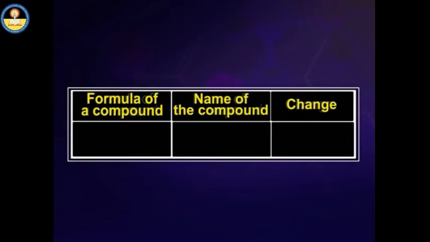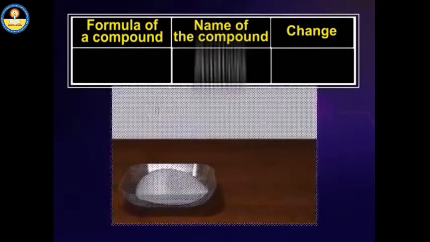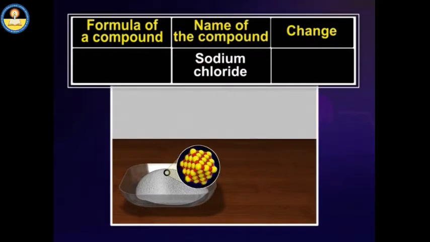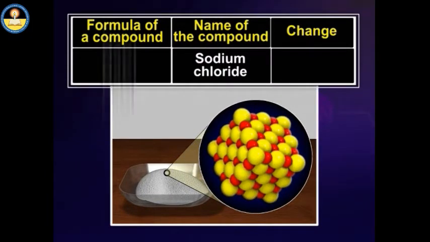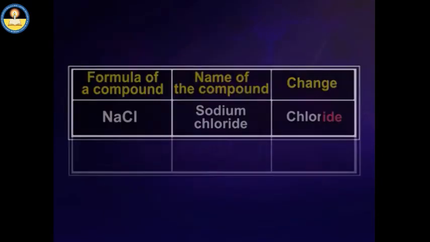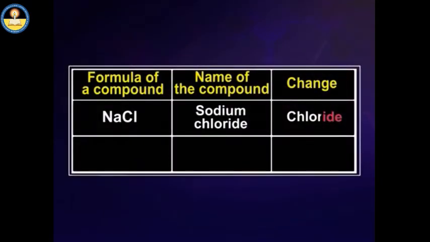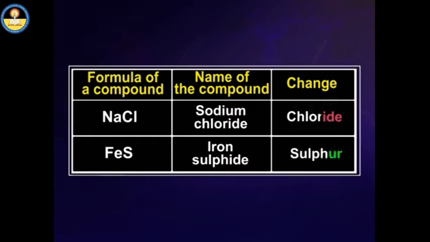Let us take the example of sodium chloride. It is written as NaCl. Here, chlorine is changed to chloride. Formula of the compound is FeS. Its name is iron sulfide. Here, sulfur has been changed to sulfide.